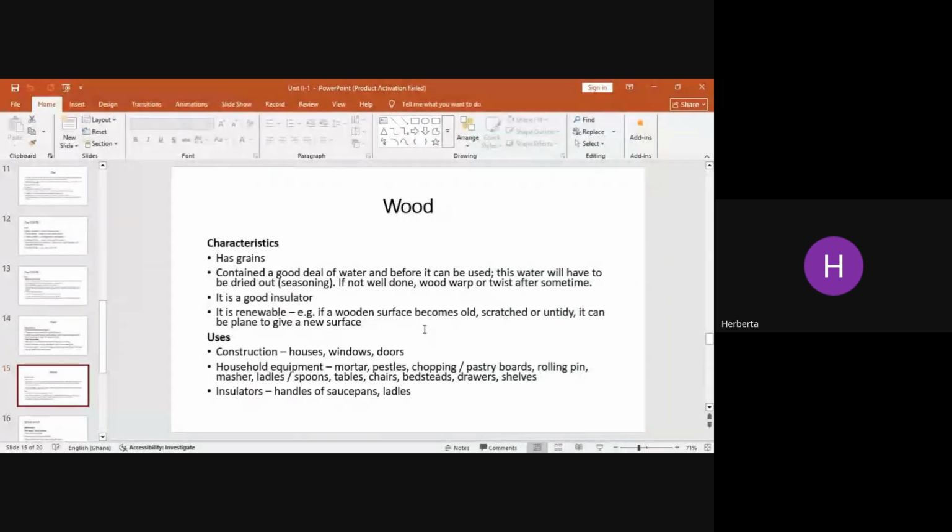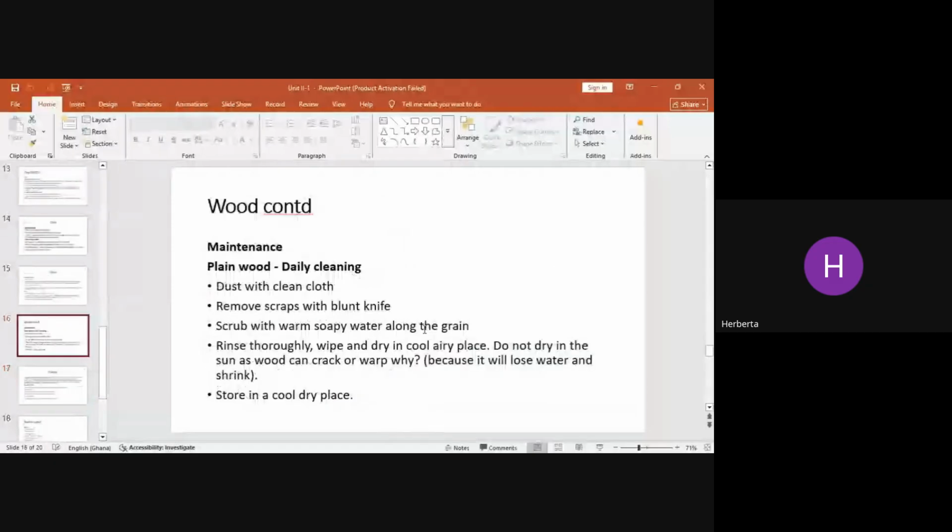What are the uses of wood? It is used for construction purposes, in the construction of houses, windows, and doors. Household equipment such as mortar and pestle, chopping or pastry board, rolling pins, ladles, tables, chairs, bedsteads, drawers, shelves are all made of wood and also used for handles of saucepans and ladles because they are insulated.